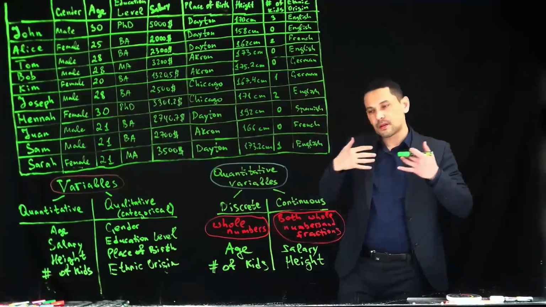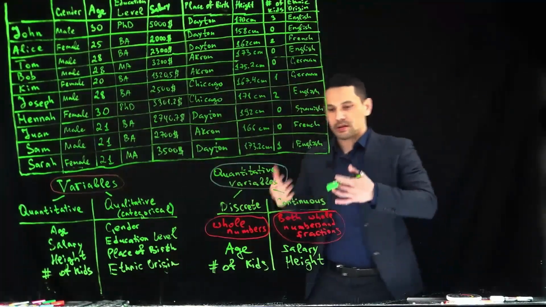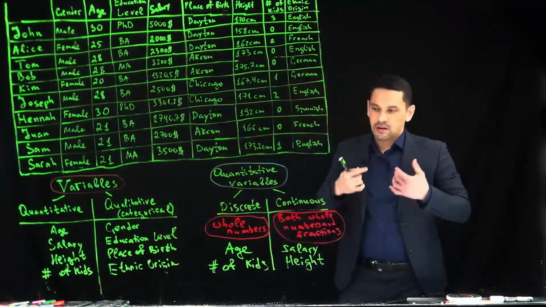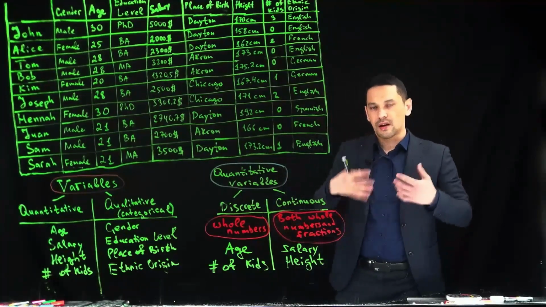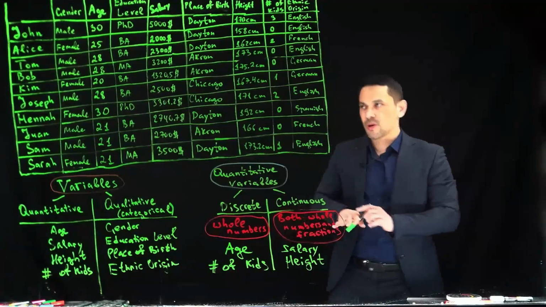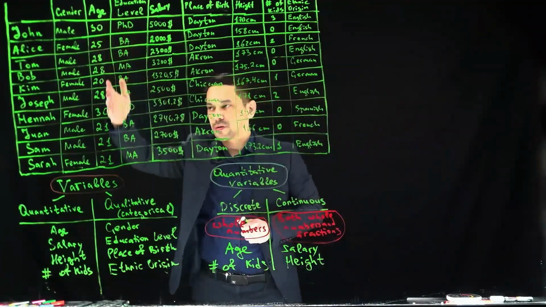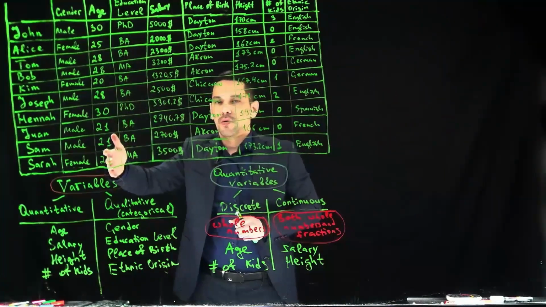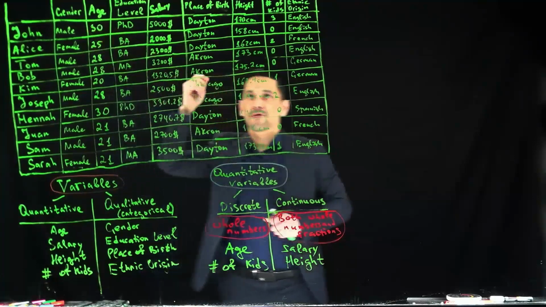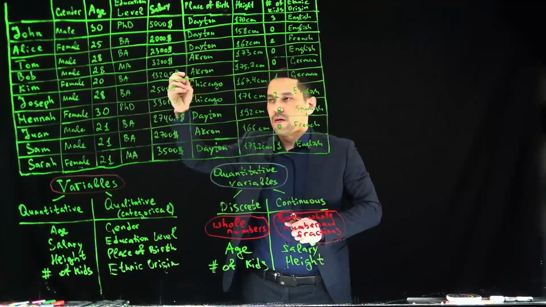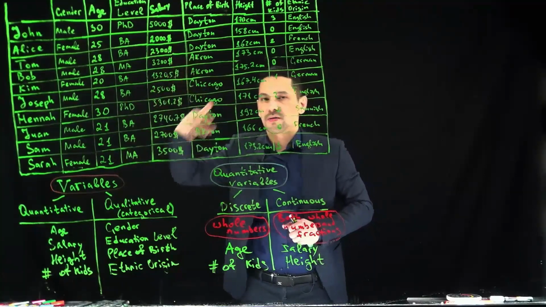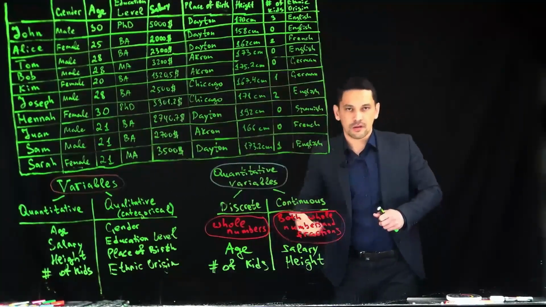Actually, the difference between discrete and continuous variables is more complicated than this, but since we just started learning statistics, I want you guys to keep it simple. Just think of it this way: if all the values of a variable are whole numbers, then the variable is discrete. But if some values are whole numbers and some of them are fractions, then this variable is continuous. Okay.